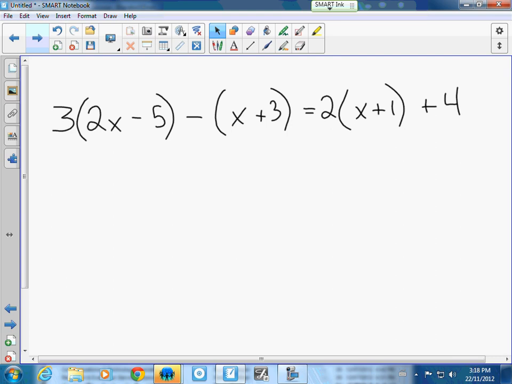That's right. That's exactly how you have to think of it. Negative 1 times 3, just like you said. Distribute. What do you mean? Distribute the 3. So distribute this one first. What's 3 times 2x?